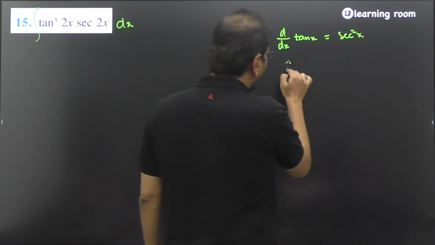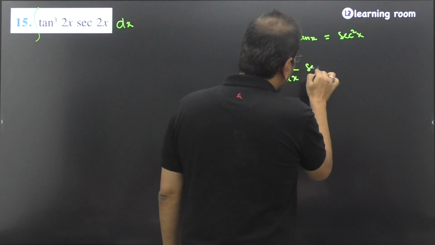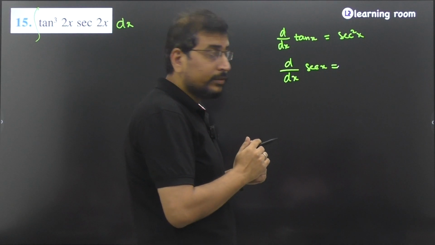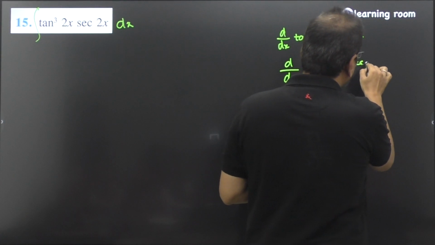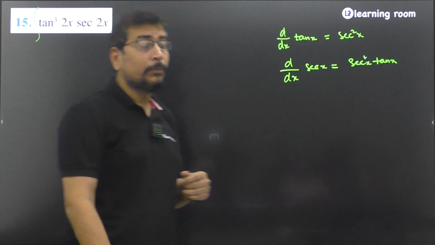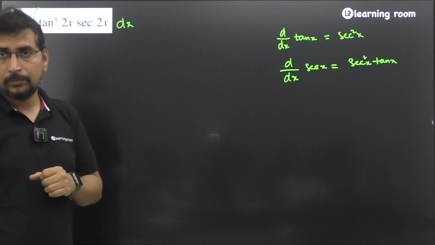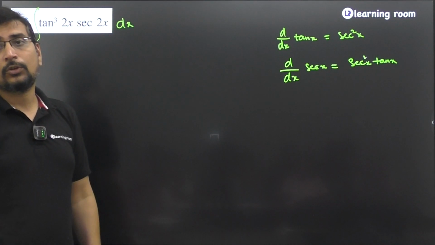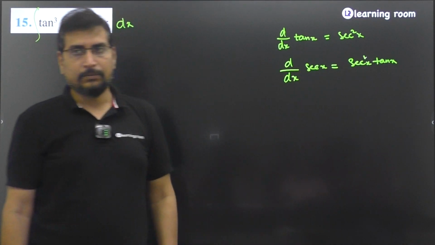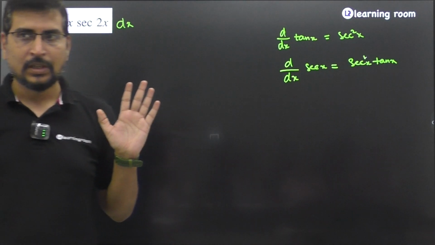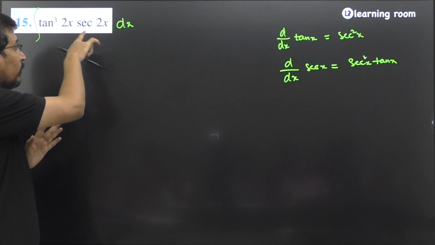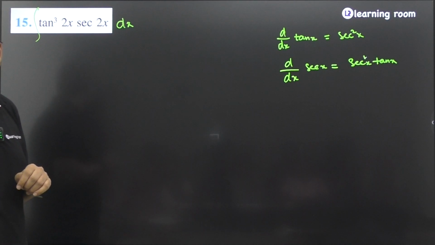Or else, if you know the derivative of secant x, what is it? It is going to be secant x tan x. So if the power of secant in the problem is 1, and you have a tan also as a combination, then there is a high chance that you can take secant x as t. So that's the logic. If I look at this problem, I can definitely not go with the first logic because I don't have secant square in this problem.